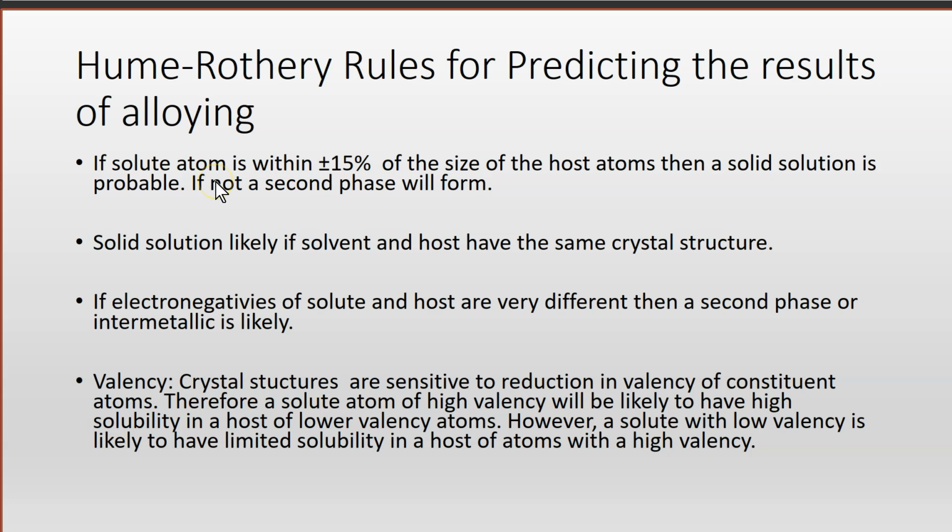If the solute atom is within plus or minus 15% of the size of the host atoms, then the solid solution is probable. If not, then we'll probably get a second phase. The solid solution is likely if the solute and the host have the same crystal structure. Third, if the electronegativities of the solute and the host are very different, then a second phase or intermetallic is likely.